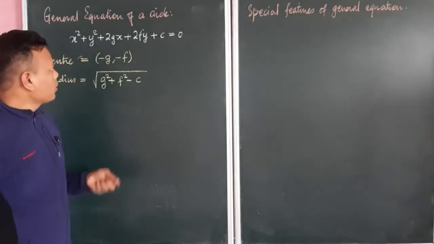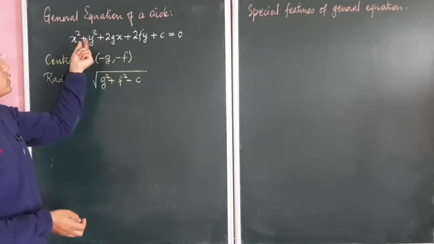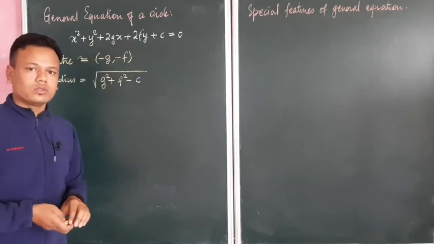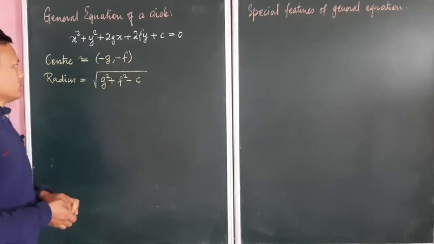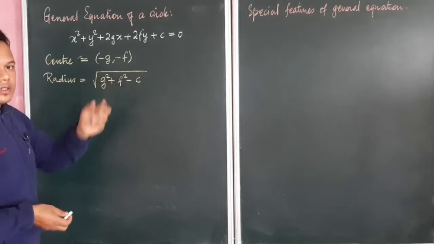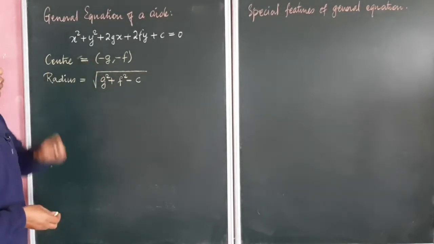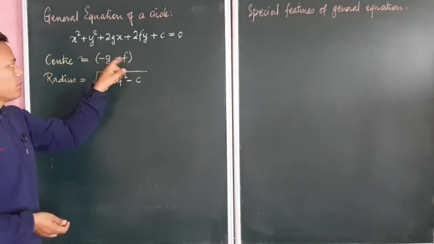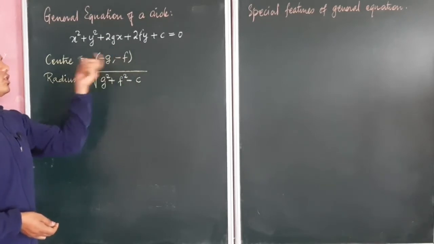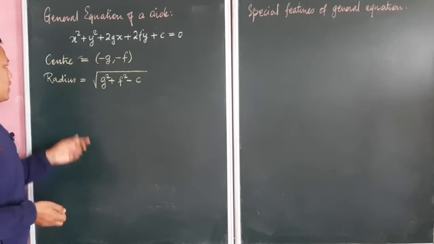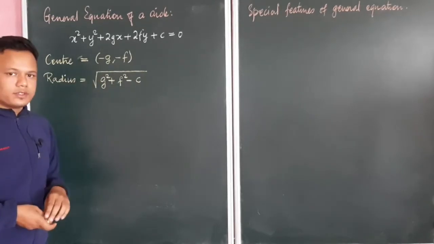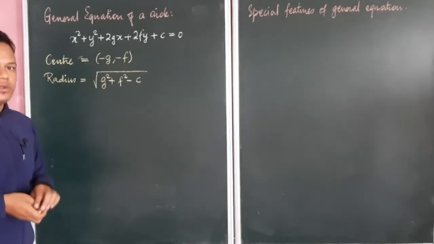Okay, so the general form of the equation of a circle is given by x square plus y square plus 2gx plus 2fy plus c equals to 0. Now if this is your general equation, then what will be the center? The center will be given by this formula, that is minus g comma minus f. You can see g here, and you have f also here, right? So minus g comma minus f gives you the center, and the radius is given by square root of g square plus f square minus c. So this is the formula that you need to remember.